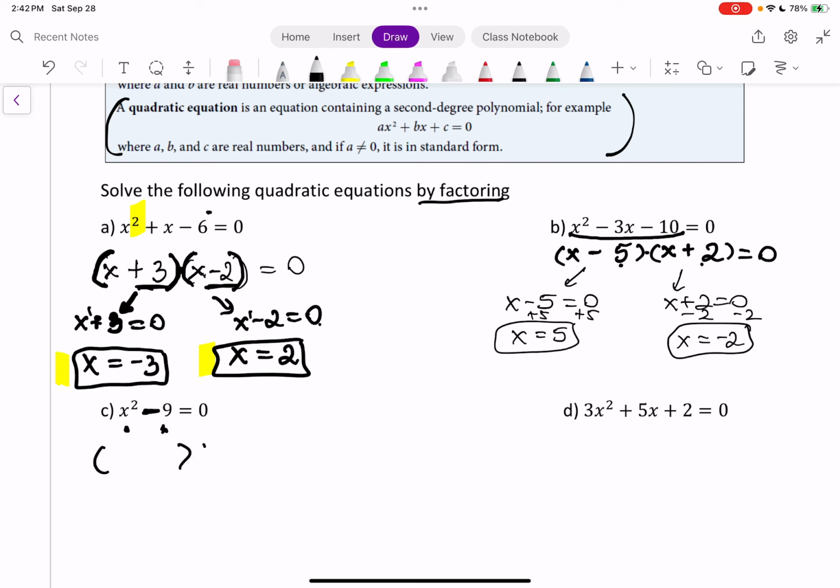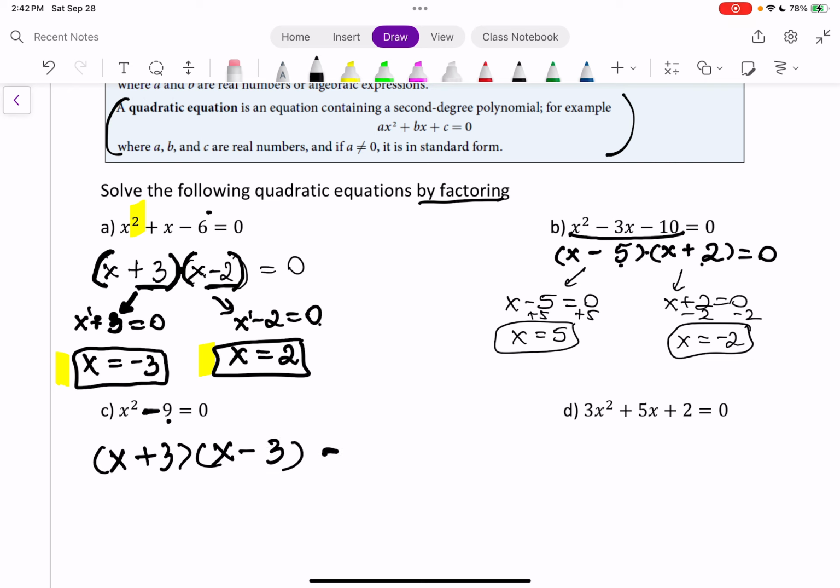So if this indeed is a difference of perfect squares, that's how they factor every single time. The x squared comes from an x and an x, a plus and a minus every time. What times itself gives you 9? 3.